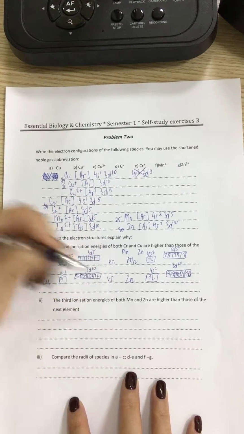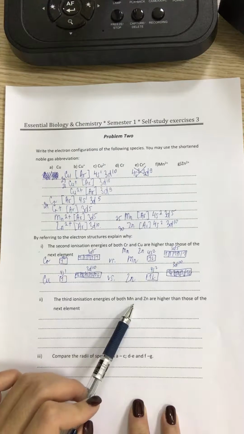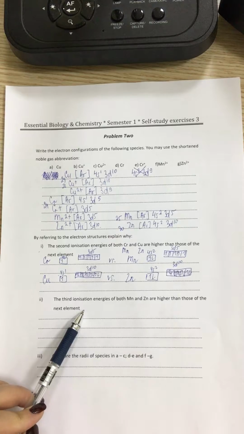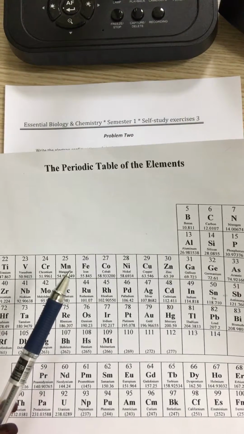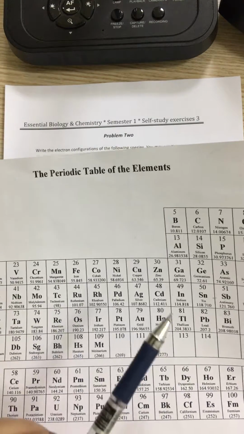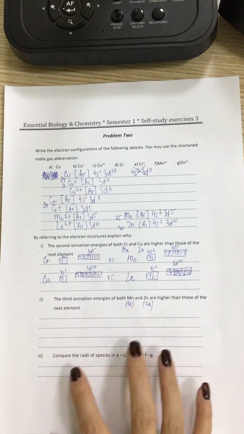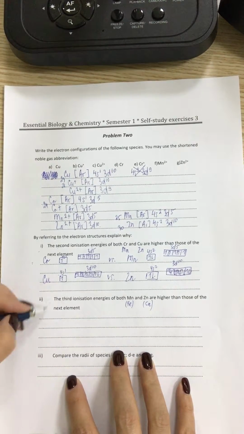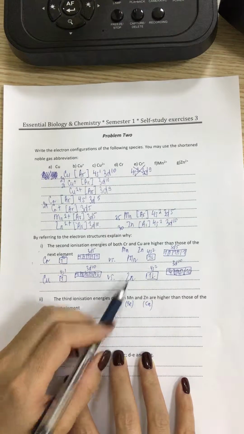Now the third question: the third ionization energy for both manganese and zinc are higher than those of the next element. If we refer to a periodic table, manganese would be compared with iron, whereas zinc would be compared with gallium. Manganese versus iron, zinc versus gallium. Again, a similar procedure as here: you have to draw the electron boxes configuration for manganese.